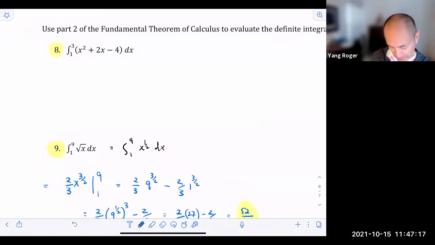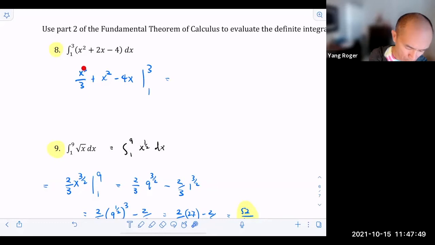So we need to find the antiderivative of the integrand. Remember, the thing inside the integral is called the integrand. Antiderivative of x squared is x cubed over 3. Antiderivative of 2x is x squared. And antiderivative of -4 is -4x. And you're going to plug in a 1 and you plug in a 3. So when you plug in a 3, you're going to get 27/3, which is 9. You're going to get plus another 9, because that's 3 squared. You're going to get minus 12.